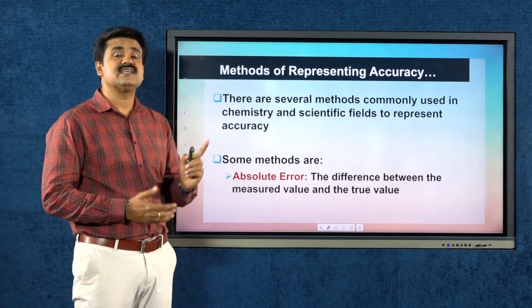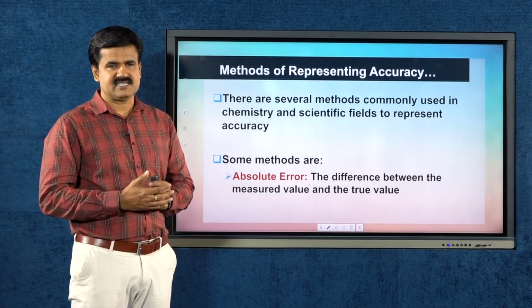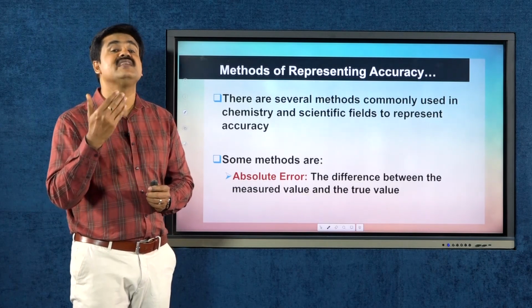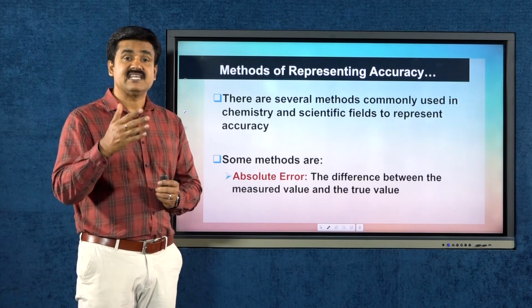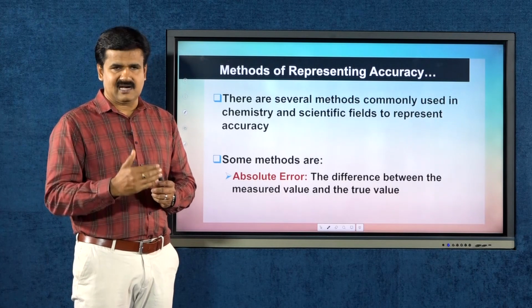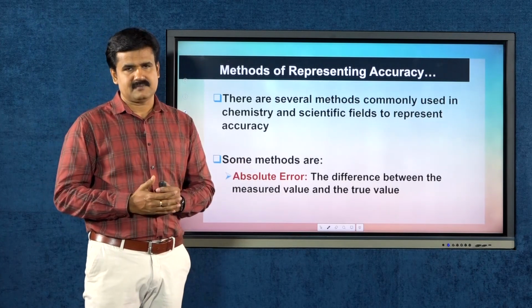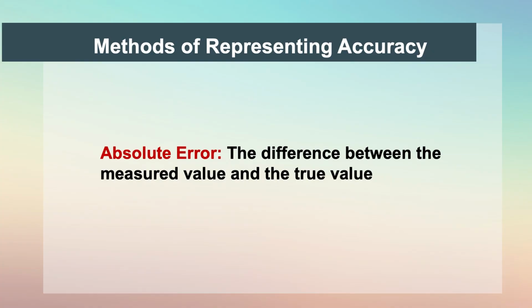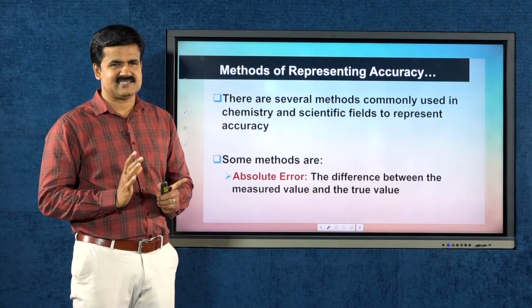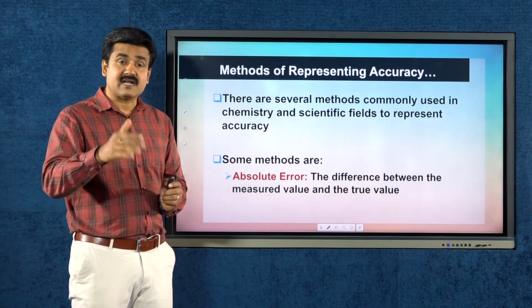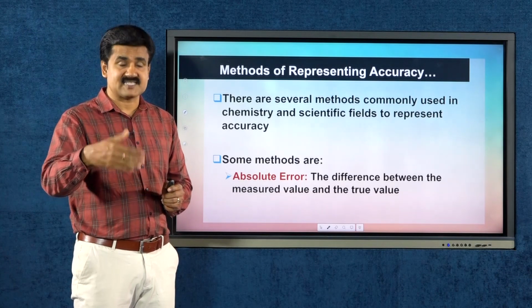First one, absolute error. I mentioned the fact that you can represent accuracy of a measurement in terms of errors, because there is inverse relation between accuracy and errors. Some methods are, first one, absolute error. What is meant by absolute error? The difference between the measured value and the true value. Here we are taking only the difference. That difference is termed as absolute error. We can come into more details of the absolute error with problems in the coming slides.